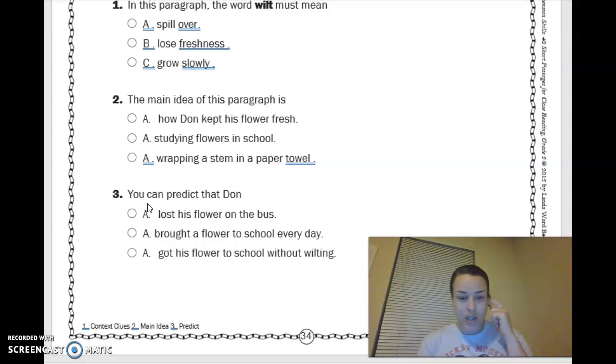Maybe the next logical step would be that he got all the way to school. I don't think that B is completely wrong. Maybe the next few days Dawn did bring a flower to school. But what do you think is the next step? Before he can go to every other day of school, he has to do what? Get to school without his flower wilting. So for number 3, I think that C would be the best answer.